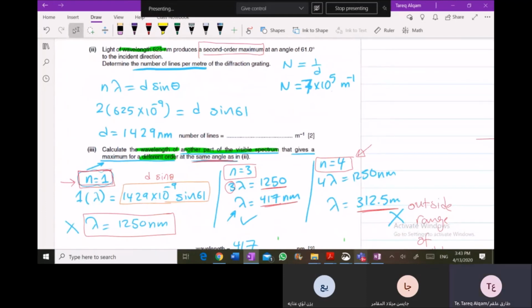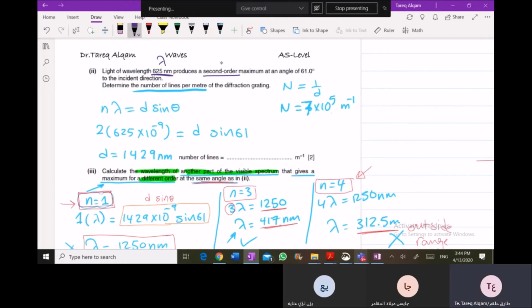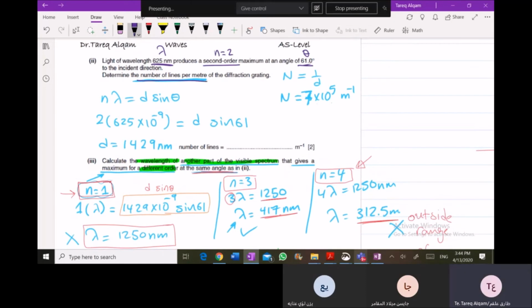Let's complete the question. Now, light wave with wavelength 625 and the second maxima at angle 61. This is the wavelength, right? And this is second order, meaning n equals 2, theta equals 61. Determine the number of lines per meter. So we are asked about capital N. In order to find capital N, guys, I have to find d.